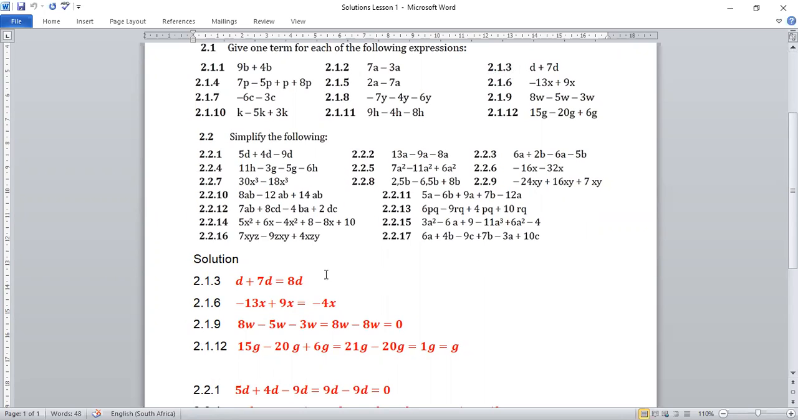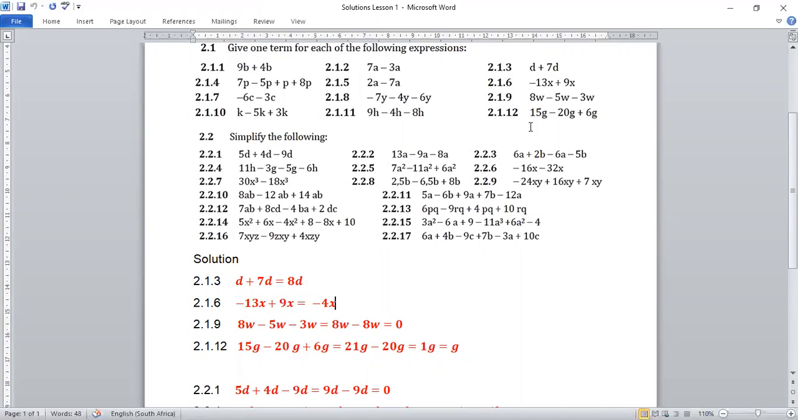2.1.3. In 2.1.3, we have D plus 7D. Because they are like terms, you merely add up D plus 7D. An alternate way of looking at this is also that 7D is actually D added to itself 7 times. So 7 plus 1 is 8D.